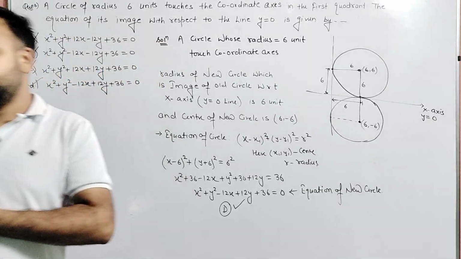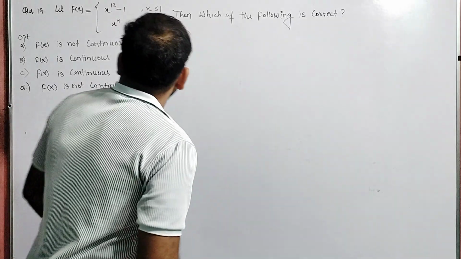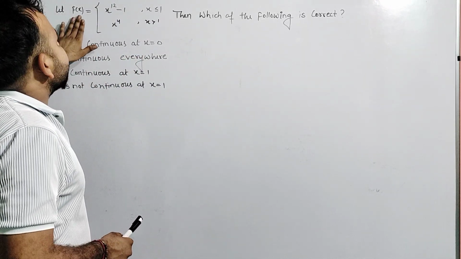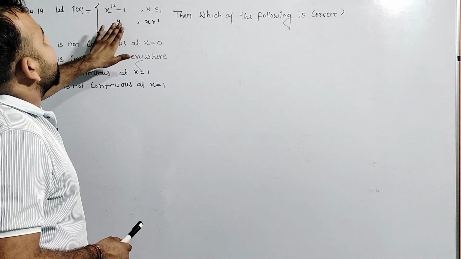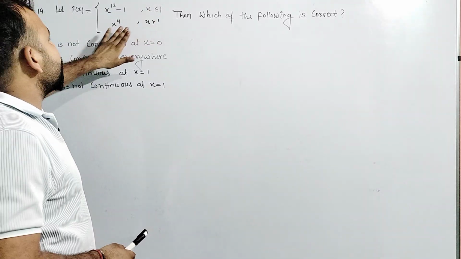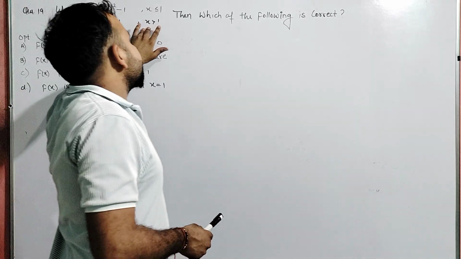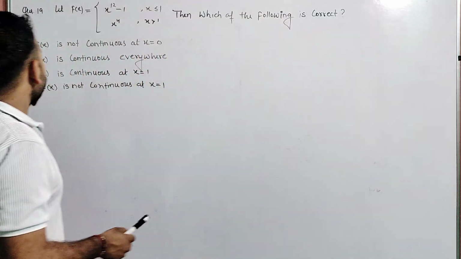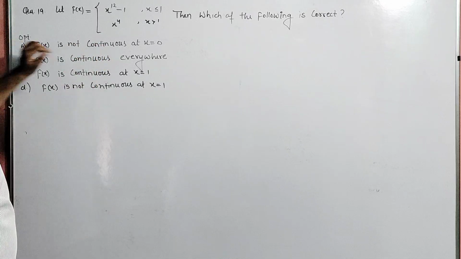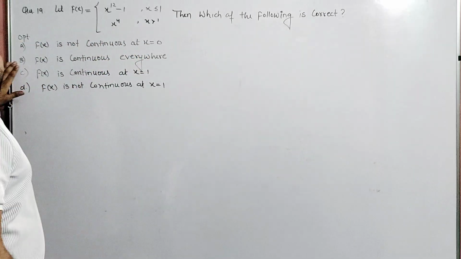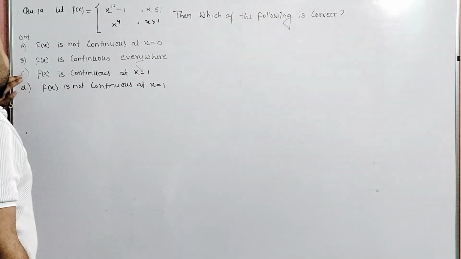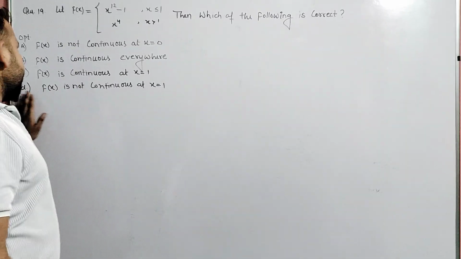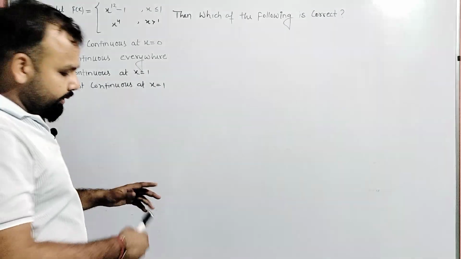Okay students. So student, this is our next question, question number 19. In this question, let fx is x to the power 12 minus 1 when x is less than or equal to 1, x to the power 4 when x is greater than 1. Then which of the following is correct? Options are: option A, fx is not continuous at x equal to 0. Option B, fx is continuous everywhere. Option C, fx is continuous at x equal to 1. Option D, fx is not continuous at x equal to 1.